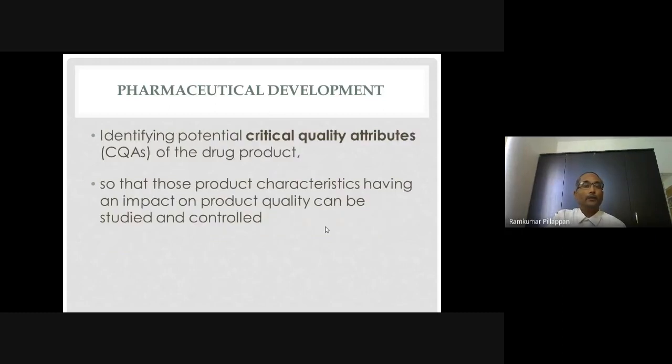Then comes CQAs, critical quality attributes. So you have to know what these critical attributes are. Nothing but the product characteristics. Critical quality attributes are nothing but product characteristics which have an impact on the product quality. So it's like a human being. What character you have will affect your quality. In the same way, your product characteristics will ultimately affect the product quality. So you have to study them and control them. This is nothing but CQA, critical quality attributes.